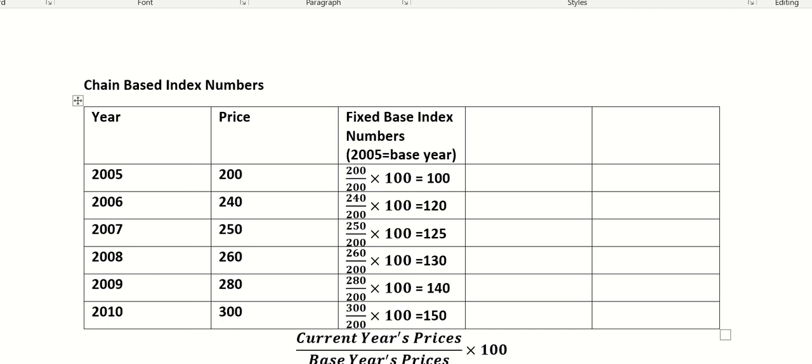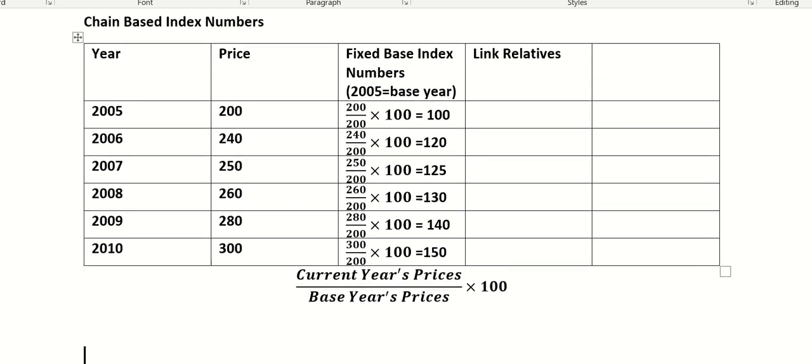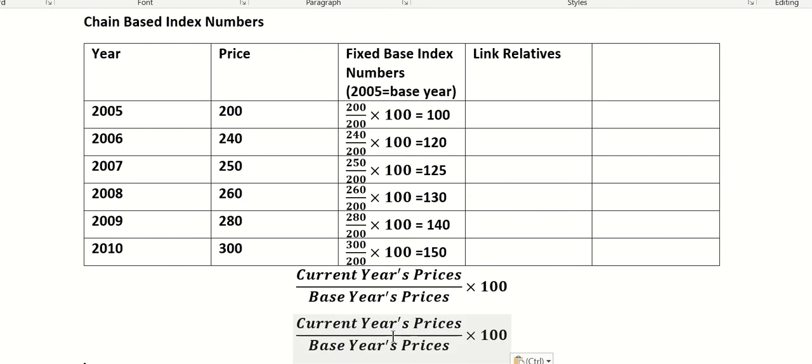Now we will calculate link relatives. To calculate link relatives, we do not take a base year. We calculate the index on the basis of the previous year only, right? So here the formula is slightly different: current year's prices divided by previous year's prices, not base year. We will not take any particular base year, but only previous year prices.